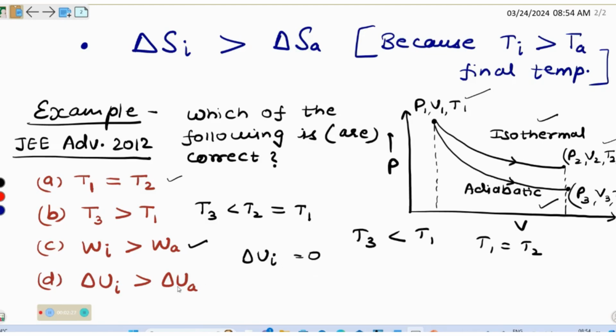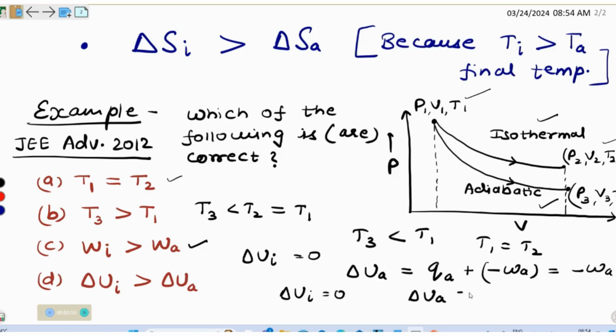And the change in internal energy in the adiabatic process we can figure out by using the formula. Since we know delta U is equal to Q plus delta W, for expansion we take negative work done, so minus WA. QA is 0 for the adiabatic process. Hence we can say delta UA is equal to minus WA. So delta UI is equal to 0 and delta UA is equal to the negative of the work done during adiabatic expansion. Definitely delta UI is greater than delta UA.